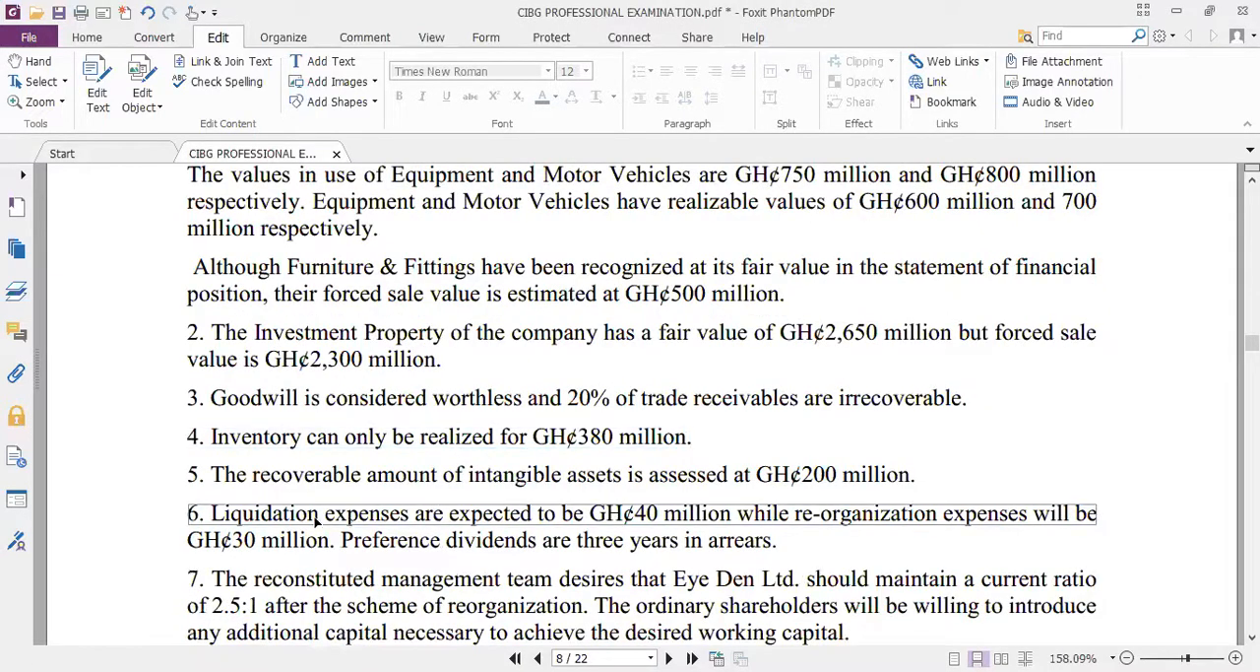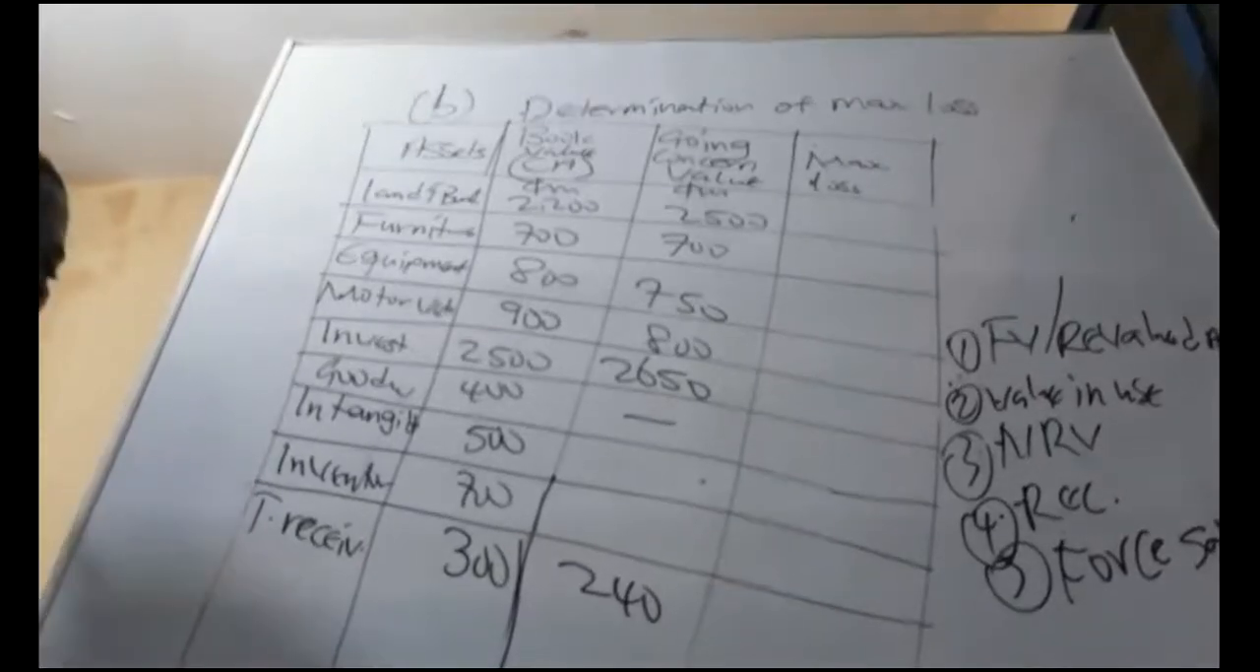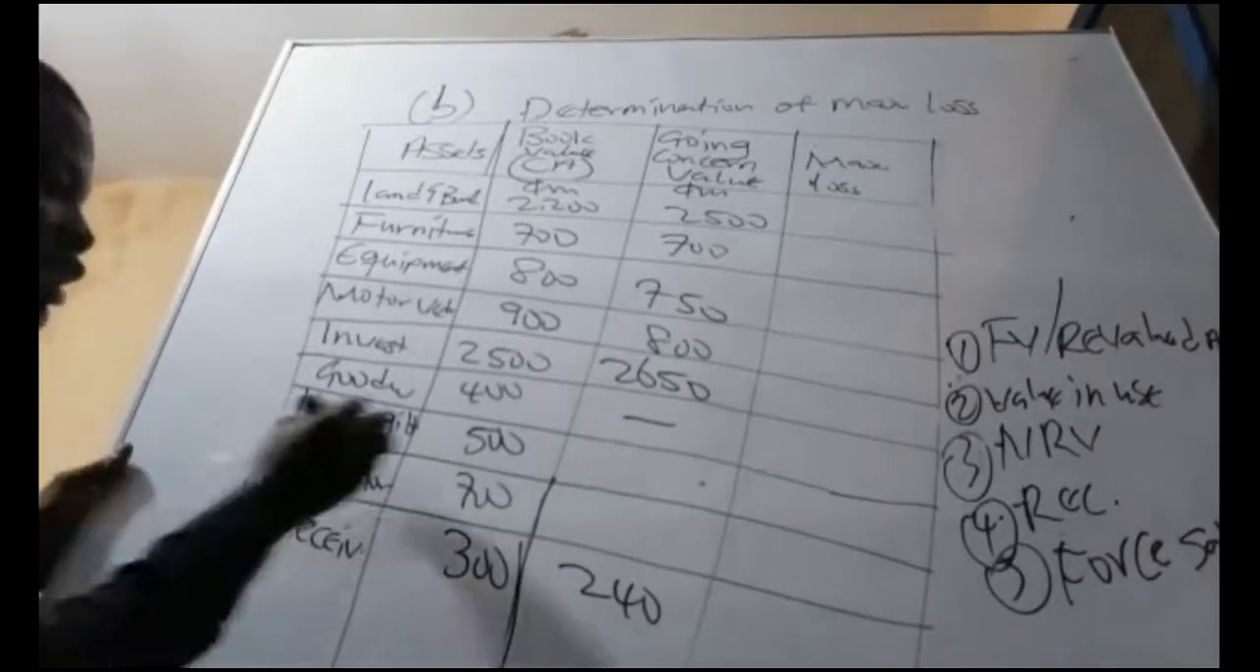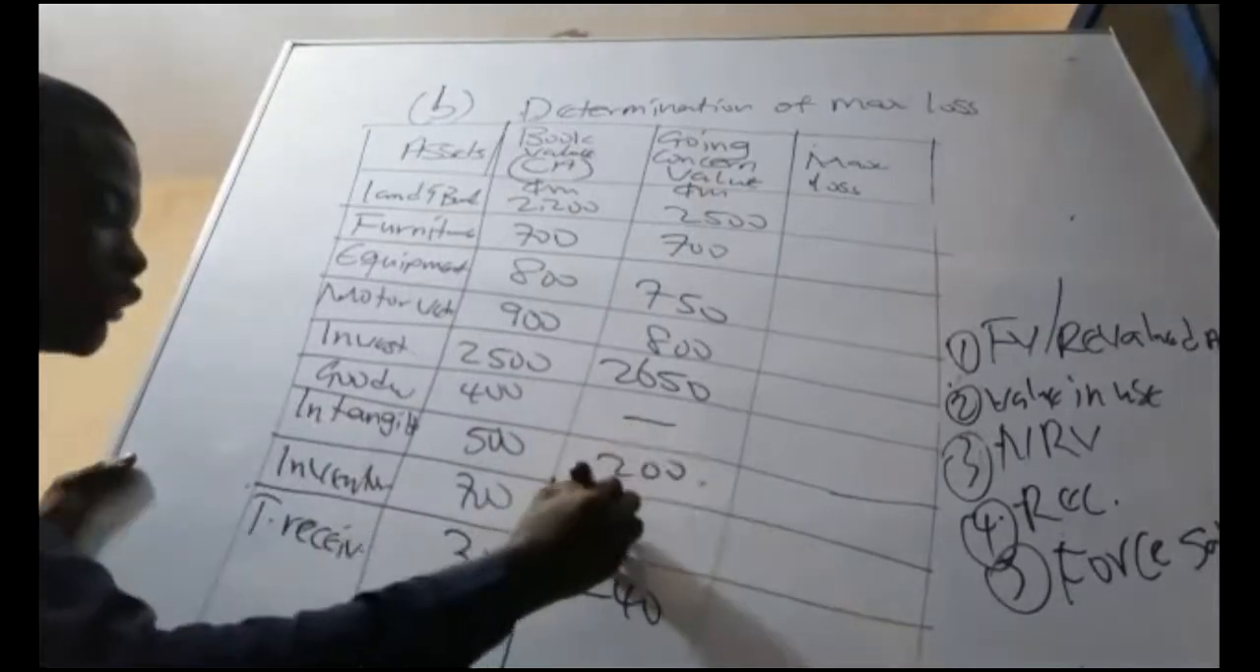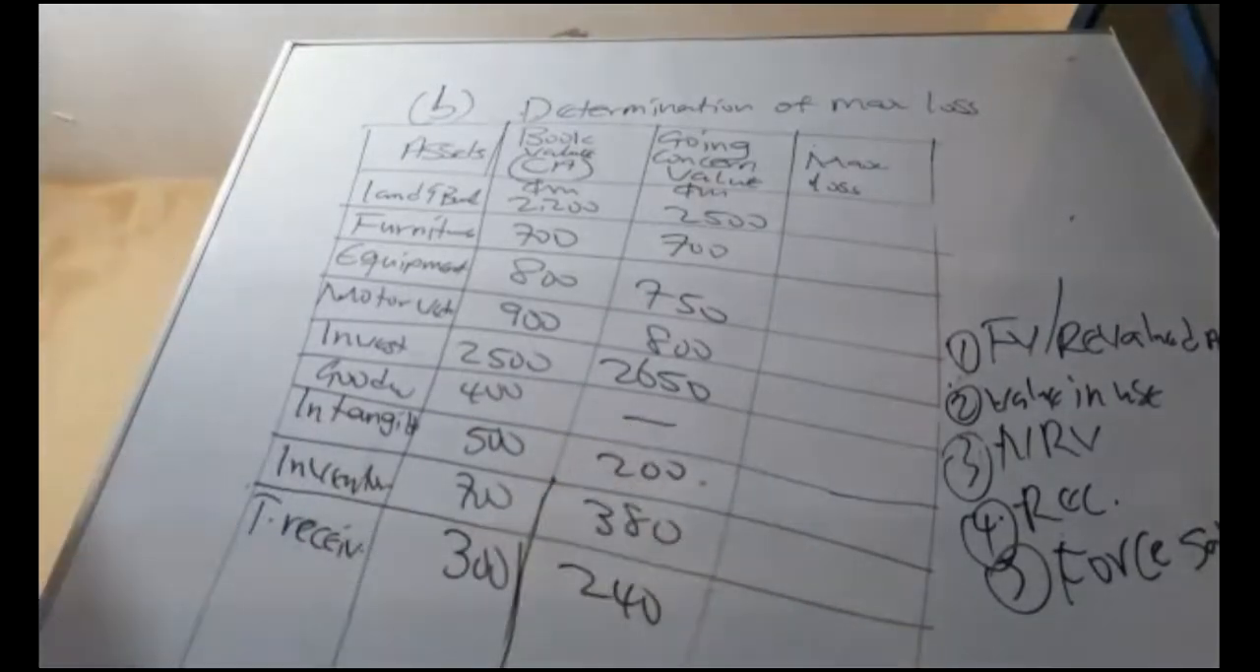So 380, and I said the recoverable amount of the intangible asset is what? 200. What we can recover? Good. Now let's go to the board. So the recoverable amount of intangible is 200, intangible 200, inventory 380. Now let's go and calculate the maximum loss.